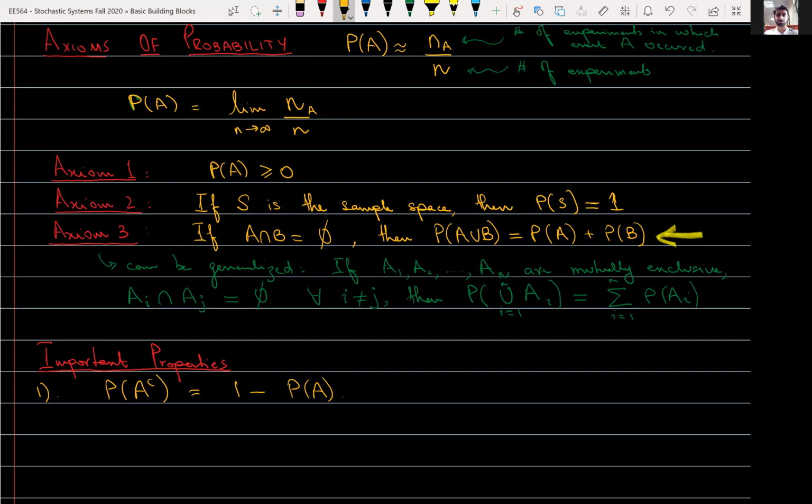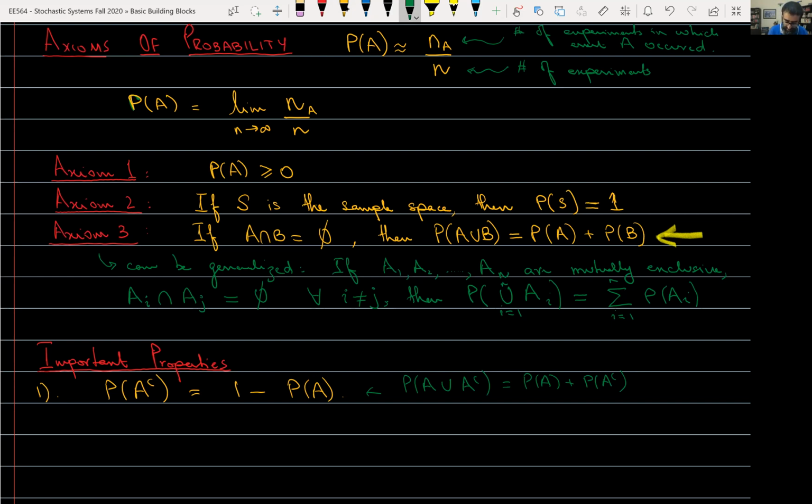So you start out with the sample space. You know that the sample space is equal to the union of A and A complement. And A and A complement are mutually exclusive. So probability of A union with A complement is equal to the probability of A plus probability of A complement. Why? Because A and A complement are mutually exclusive, right?